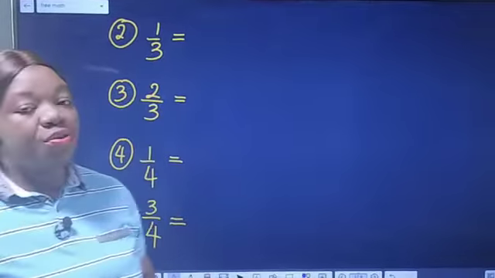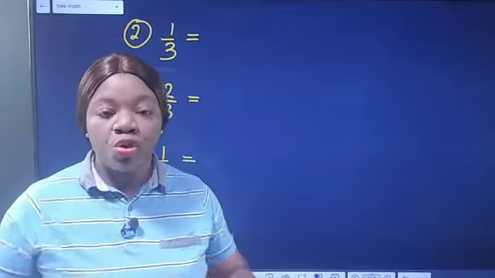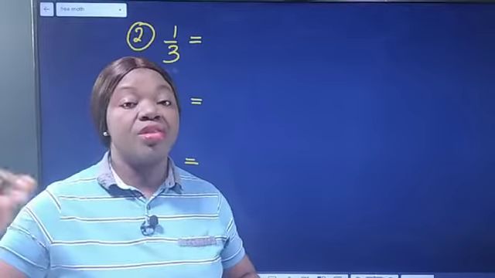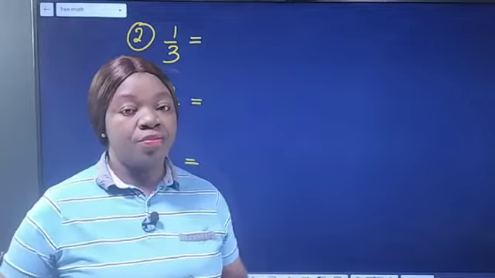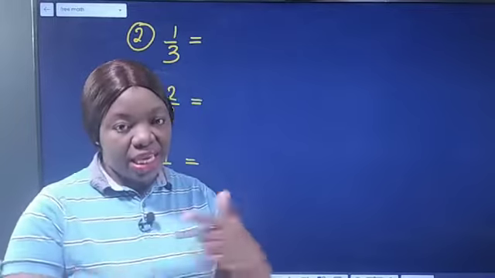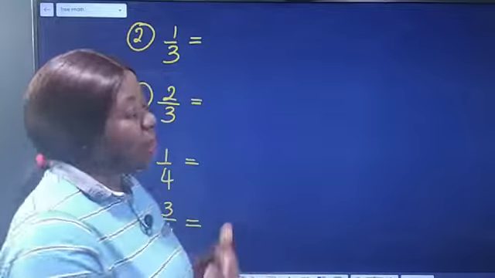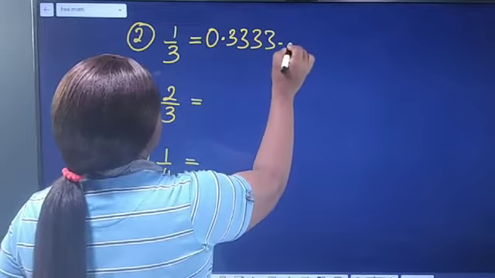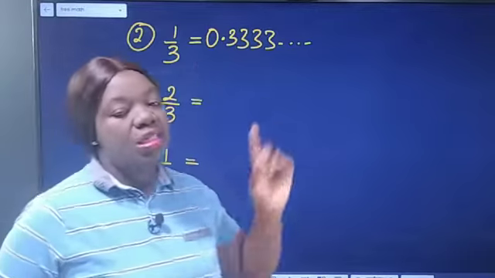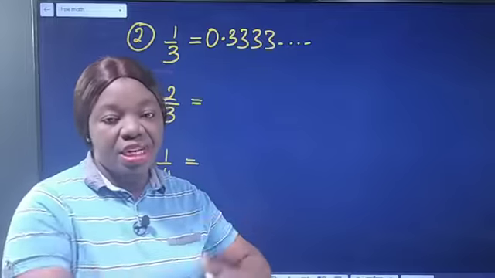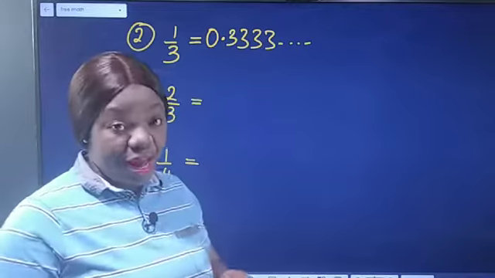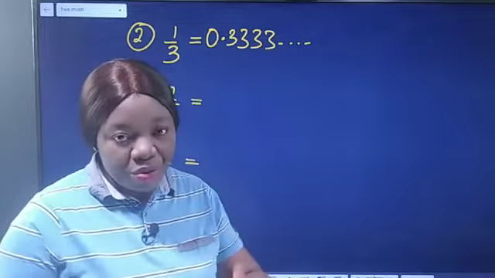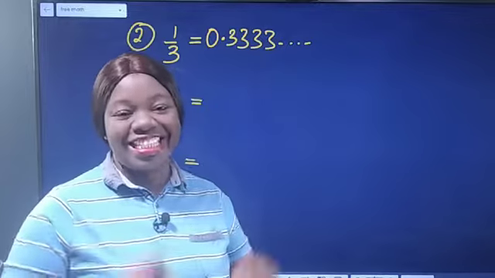The next one is 1 over 3. You should also know what 1 over 3 is. 1 over 3 is 0.33333. We call such decimals recurring decimals because they keep reoccurring. So when you have 0.3333 to infinity, we call this type of decimal a recurring decimal. But for 0.5, it is called a terminating decimal. A decimal that does not reoccur is called a terminating decimal.